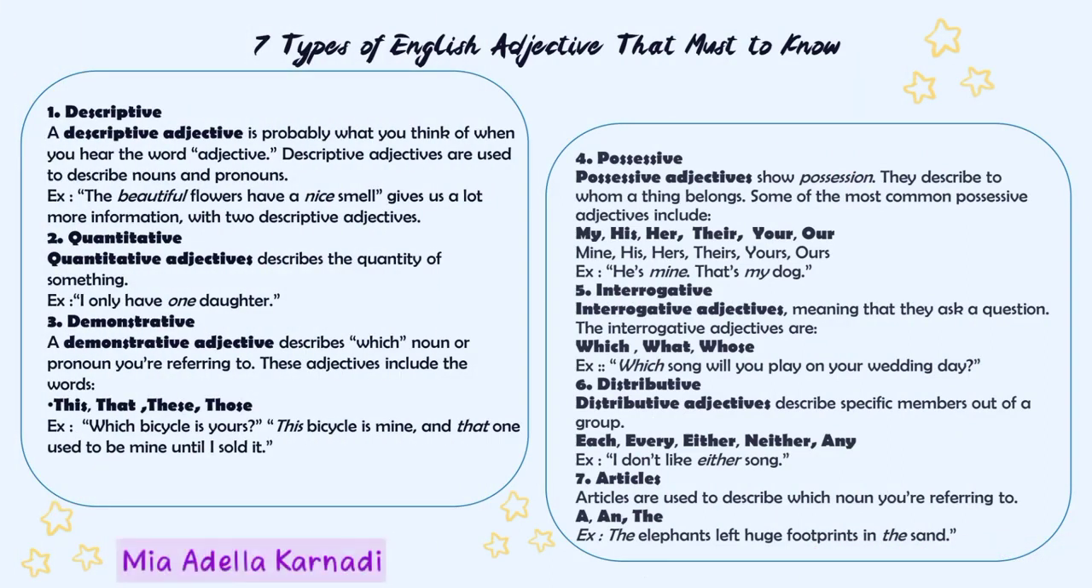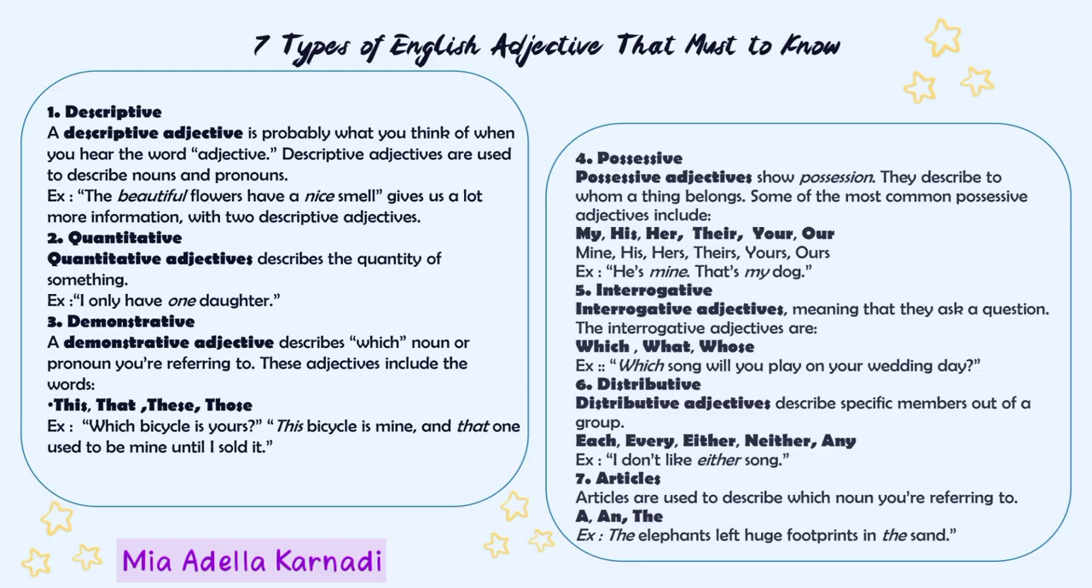Next, there are 7 types of English adjectives that you must know. First, descriptive. A descriptive adjective is probably what you think of when you hear the word adjective. Descriptive adjectives are used to describe nouns and pronouns. You can see the example on the video.